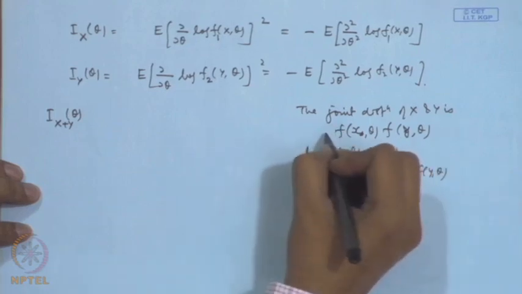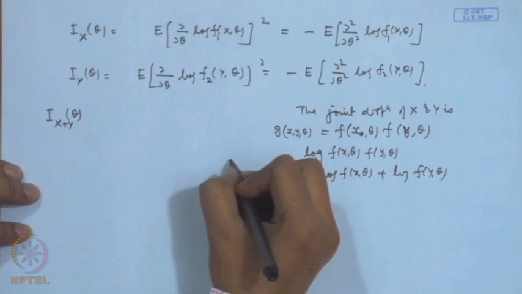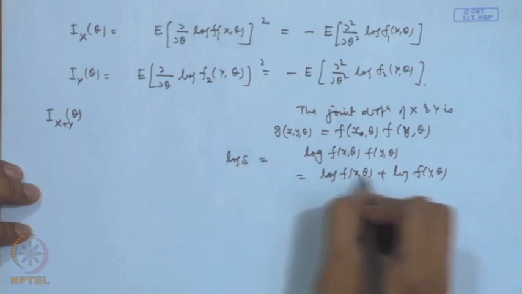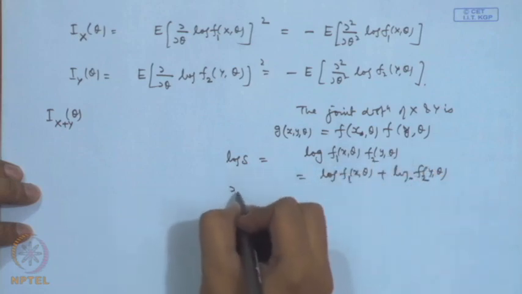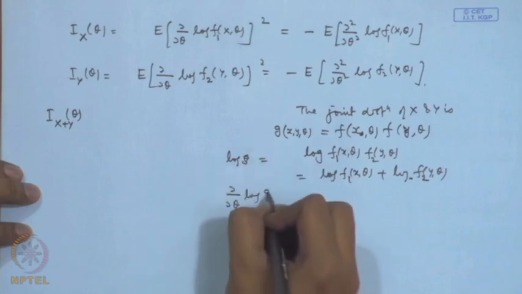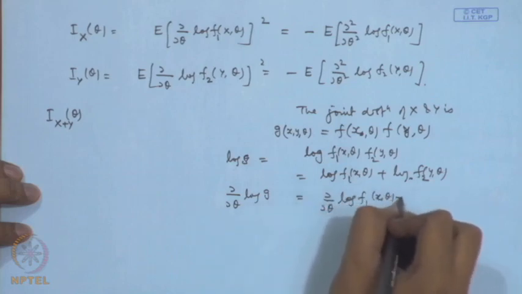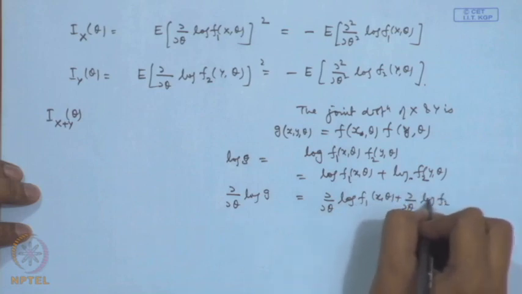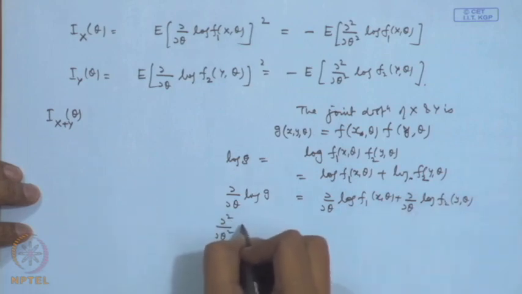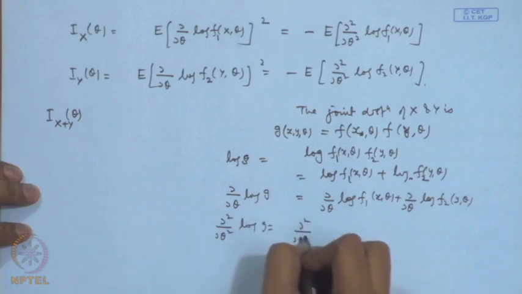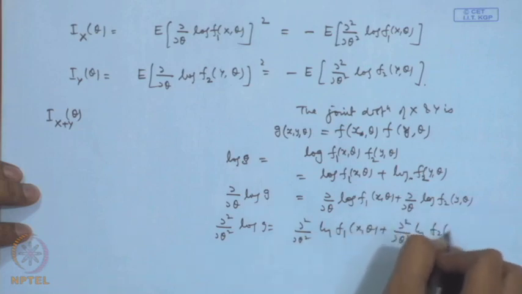So, if I consider, let me write this notation for this joint density as say g(x,y;θ), then log of g is equal to log of f_1 plus log of f_2. So, if I consider ∂/∂θ log of g, that is equal to ∂/∂θ log of f_1 plus ∂/∂θ log of f_2. So, if I consider the second order derivative ∂²/∂θ² log of g, that is equal to ∂²/∂θ² log of f_1 plus ∂²/∂θ² log of f_2.